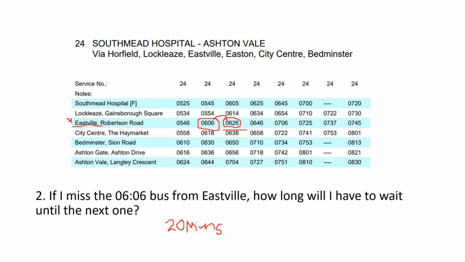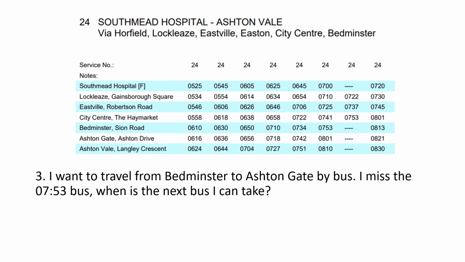Okay, finally, I have this question. I want to travel from Bedminster to Ashton Gate by bus. So I'm looking for Bedminster. And I'm being really careful to read the next one, which is Ashton Gate, not Ashton Vale. I miss the 7:53 bus from Bedminster, so I've missed this bus. When is the next bus I can take?